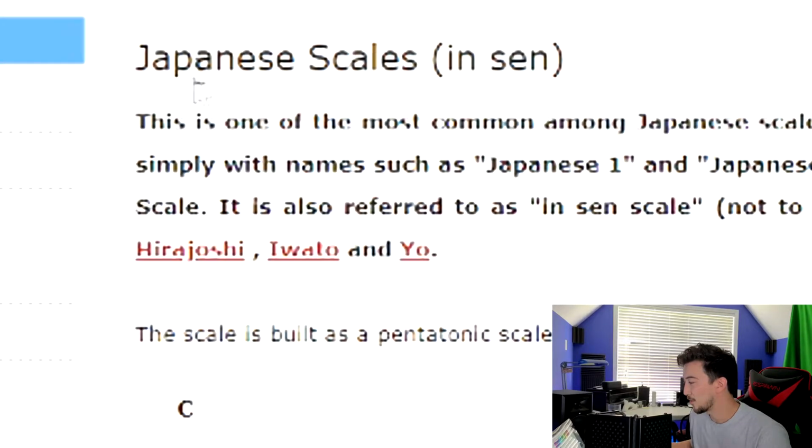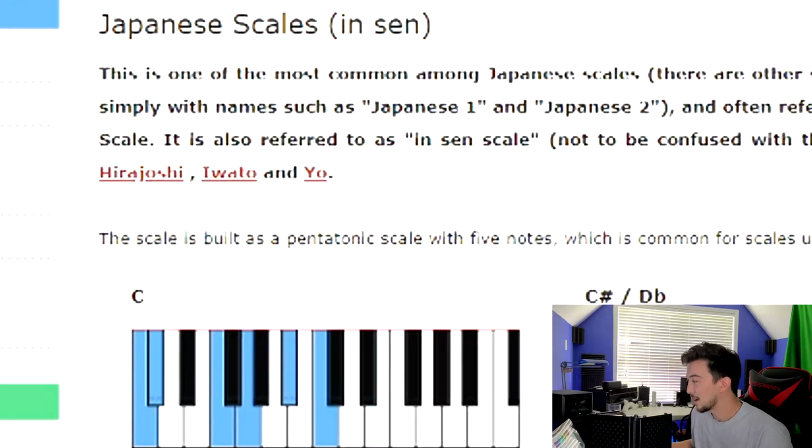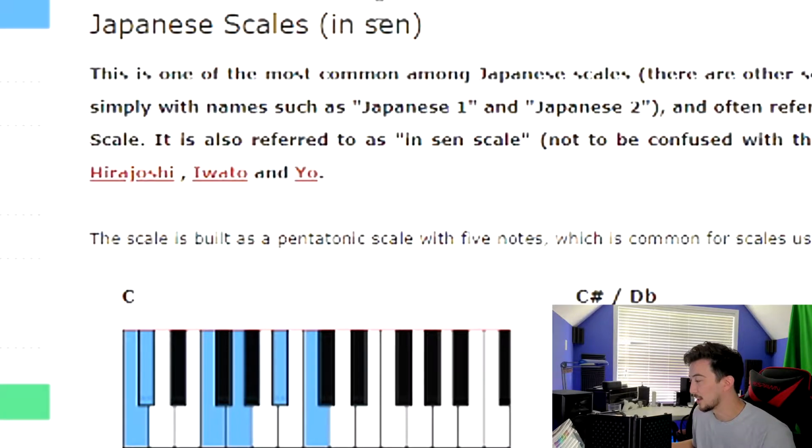Japanese scales are all pentatonic scales. So I did a little bit of research and I found that there are 4 different Japanese scales. And the one that we're going to use today is called the incense scale.